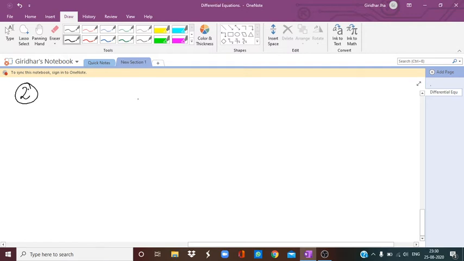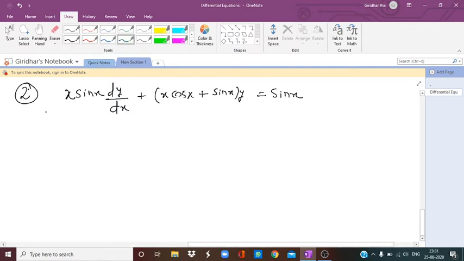See, this other question is x sin x dy/dx plus (x cos x plus sin x) into y equals sin x. This is the differential equation. Now we have to find the solution of this differential equation.